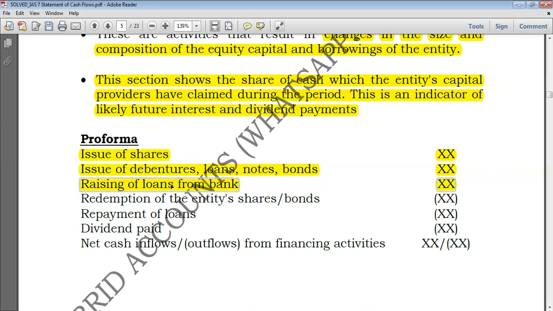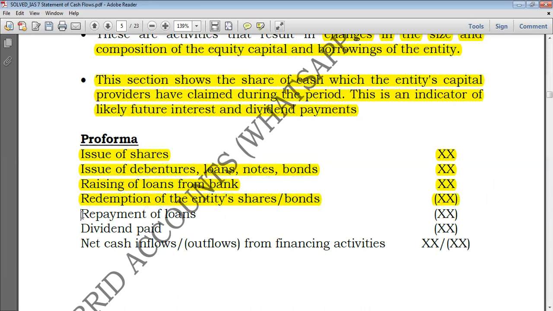And the difference between bank loans and these marketable loans is that bank loans are usually paid part principal and part interest. But normally these other loans like debentures, loan notes, and bonds are tradable debt in the market. And so we usually pay interest first, and then at the redemption date, we repay the principal, maybe at a premium, at a discount, or at par as it was issued at the beginning. So you could also have redemption of the entity's shares or bonds. Let's say you had issued preference shares. Preference shares are usually repaid after a period of time upon maturity. So if you redeem them, if you have paid them back, this would be a cash outflow.